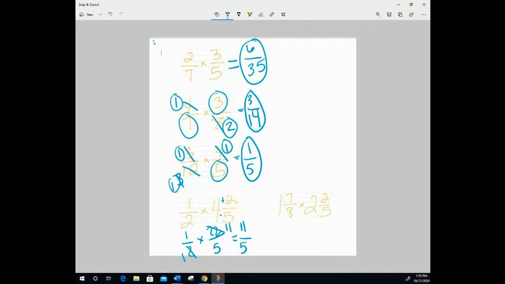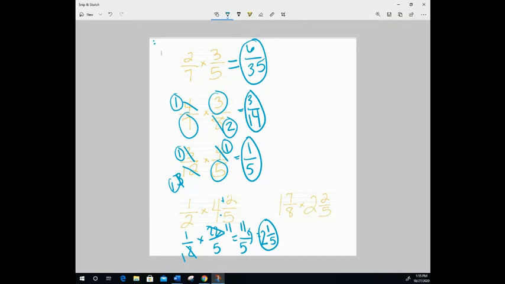Now we don't want to leave this as an improper fraction. To change it back into a mixed number, we just see how many times 5 can go into 11. 5 can go into 11 2 times. And that gives us 1 left over, and we keep our denominator the same as 5. So 2 and 1/5. Lastly, we have 1 and 7/8 times 2 and 2/5.